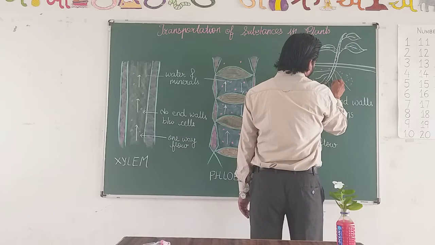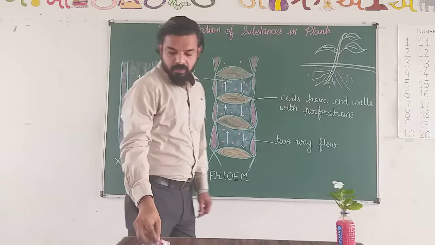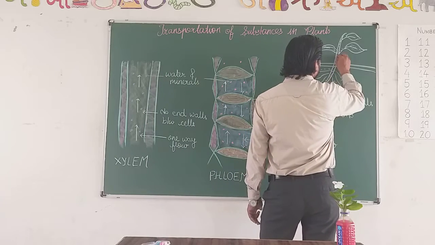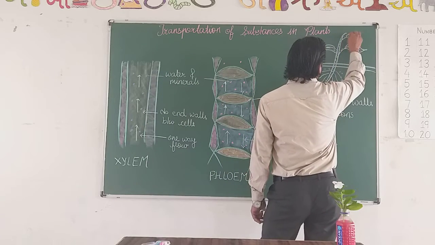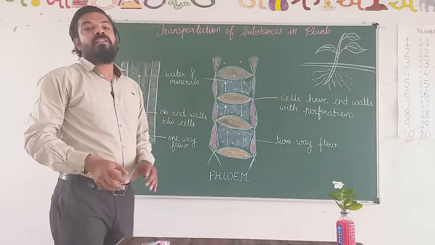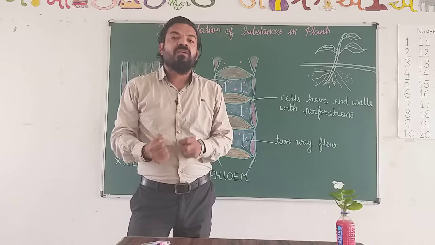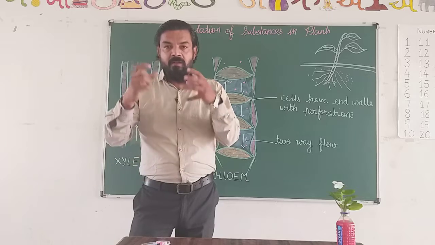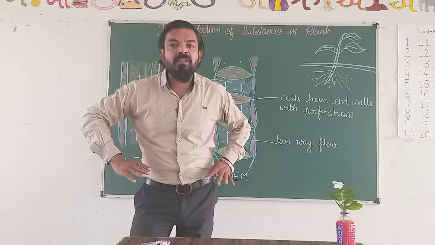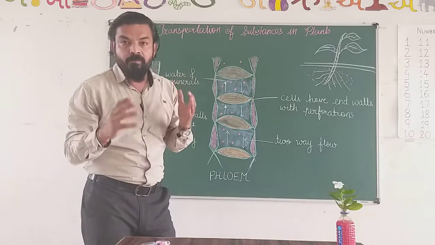Suppose this water is present over here. Okay. So it transports the water. Suppose this is the color of mineral. So minerals also go to the different parts of the plant. Okay. So what is xylem? Xylem is the vascular bundle which collects the mineral and water from the root and helps in the transportation to the different parts of the plant.